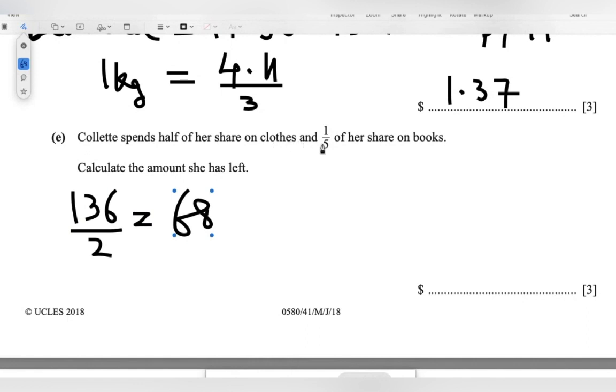And then she spent half of her share on clothes, and 1/5 of her share on books, not 1/5 of the remaining amount. They say 1/5 of her share. So on books, calculate the amount she has left. We're going to find what she has left. Remember, she has already spent $68 on clothes. Now she spent 1/5 on books. So let's find how much is that. 1/5 times her share.